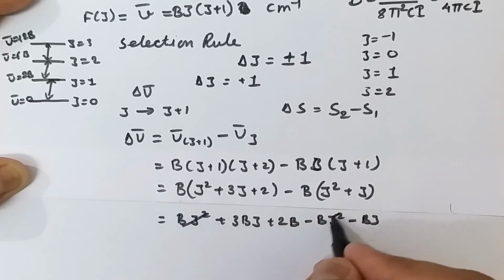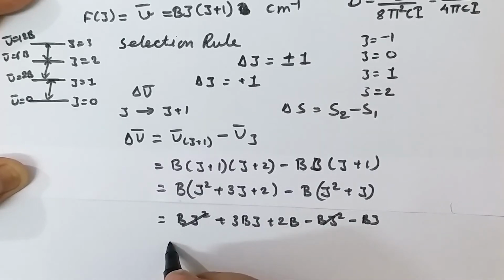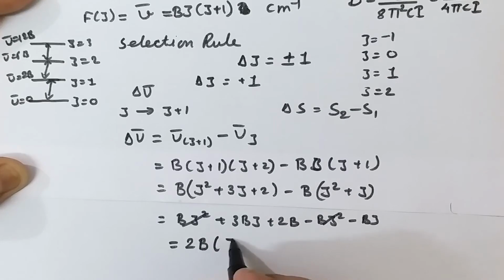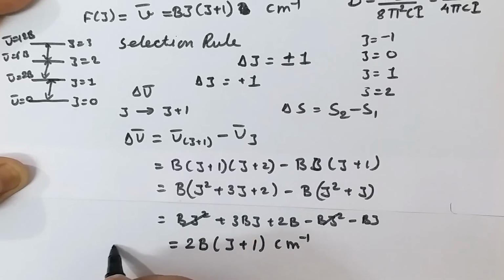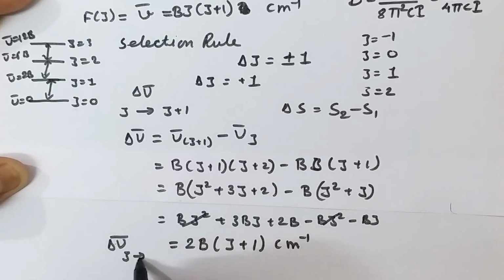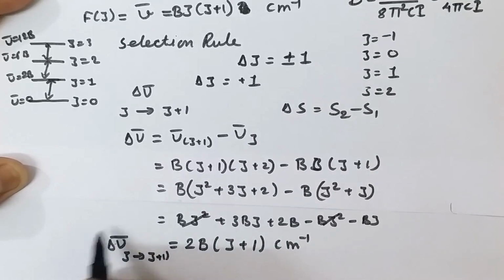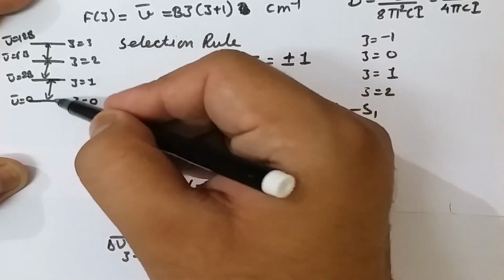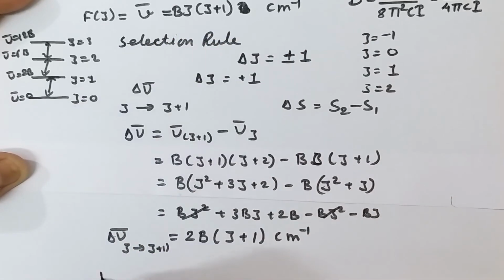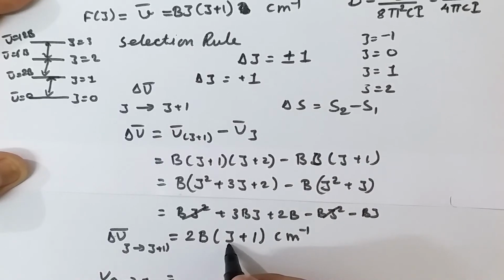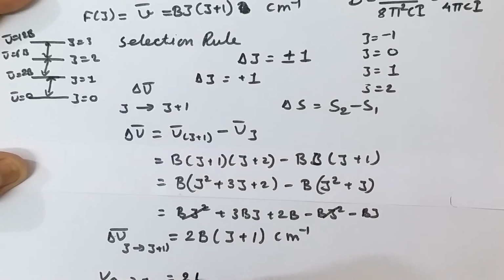Both the J square terms will cancel out, and over here it will be 2BJ. We can take 2B common, so we will have 2B into J plus 1 centimeter inverse. So the delta V bar, that is the transition from J to J plus 1, is 2B into J plus 1. This is the difference in the spectral line. That means for the transition from 0 to 1, J will be 0, so 0 plus 1 is 1 and the value will be 2B.